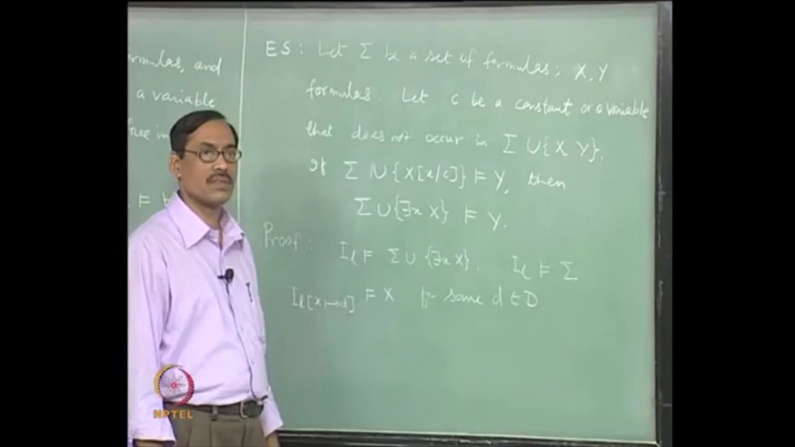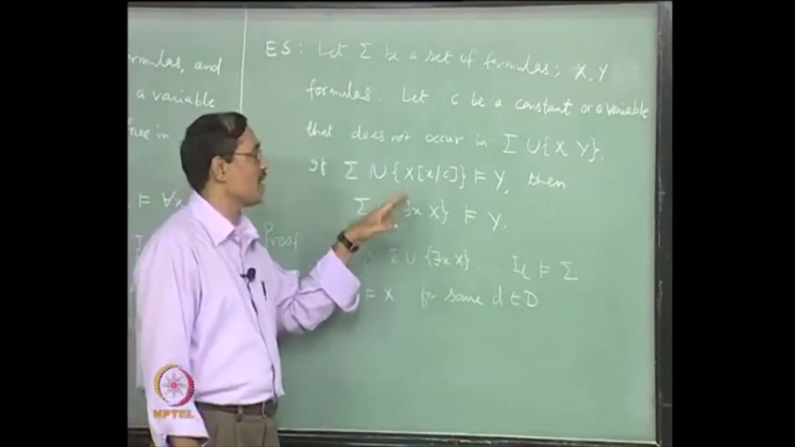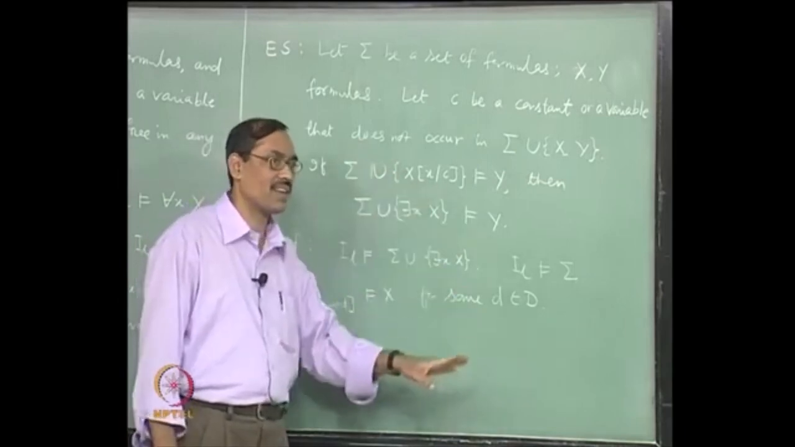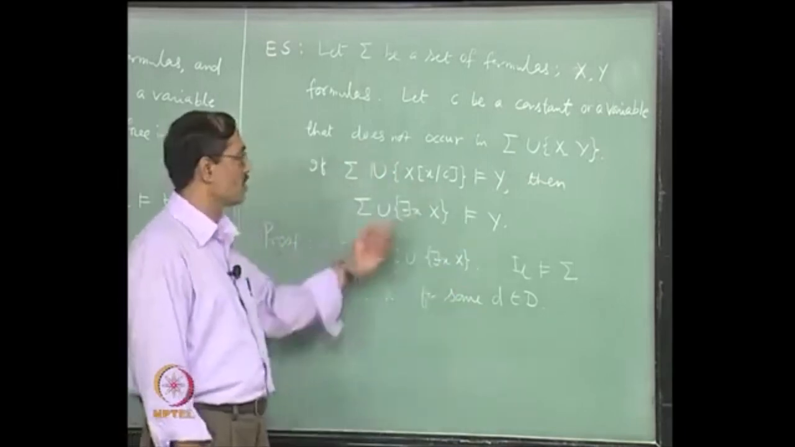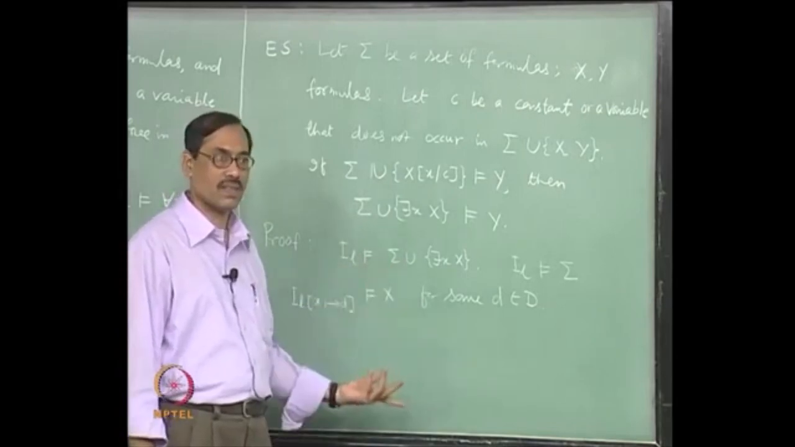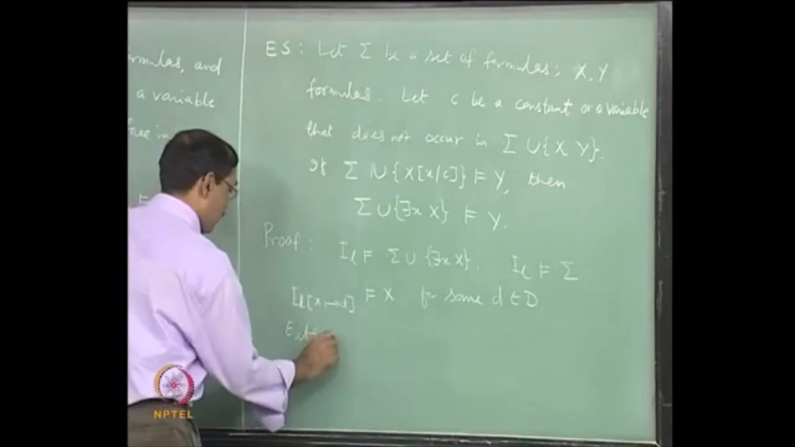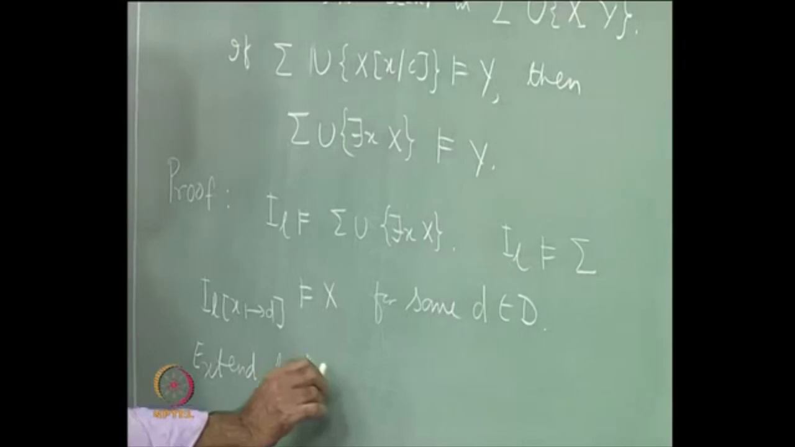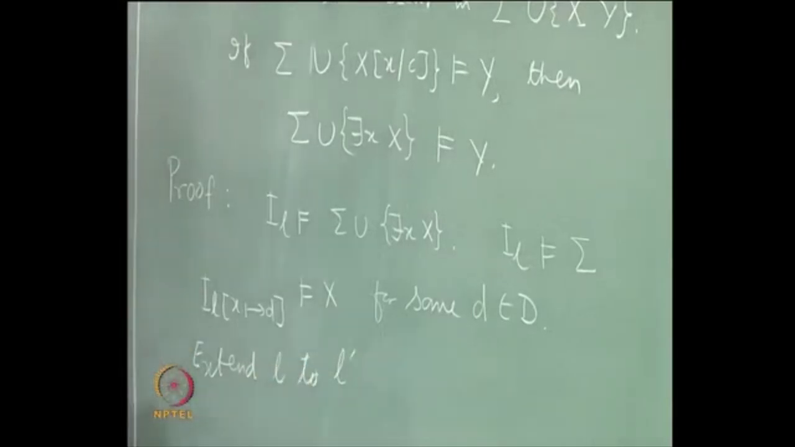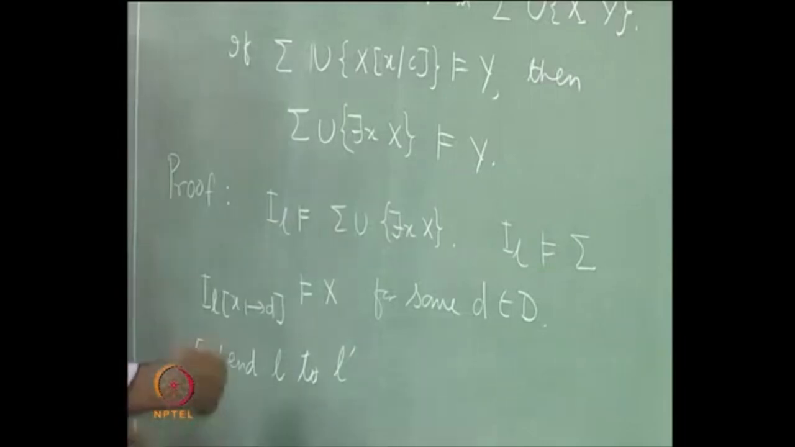So what do we do? By the relevance lemma, we take the minimum things, only L is exactly appropriate to whatever is there. Because c is not there, we can extend L, since it has to be interpreted. So we extend L to L prime. Once we say extend, it means whatever L assigns to variables and constants, all the terms, have been kept as it is. We are giving some extra, and calling it L prime.